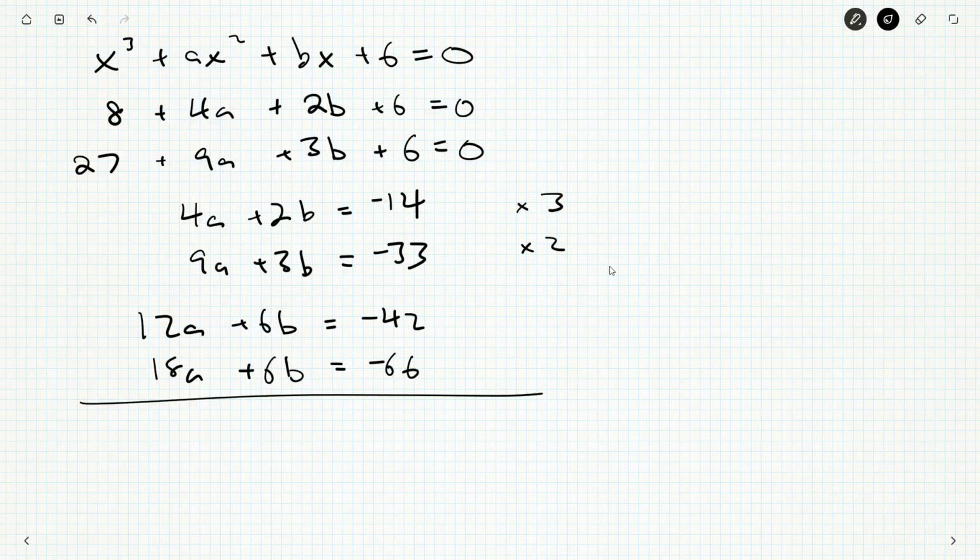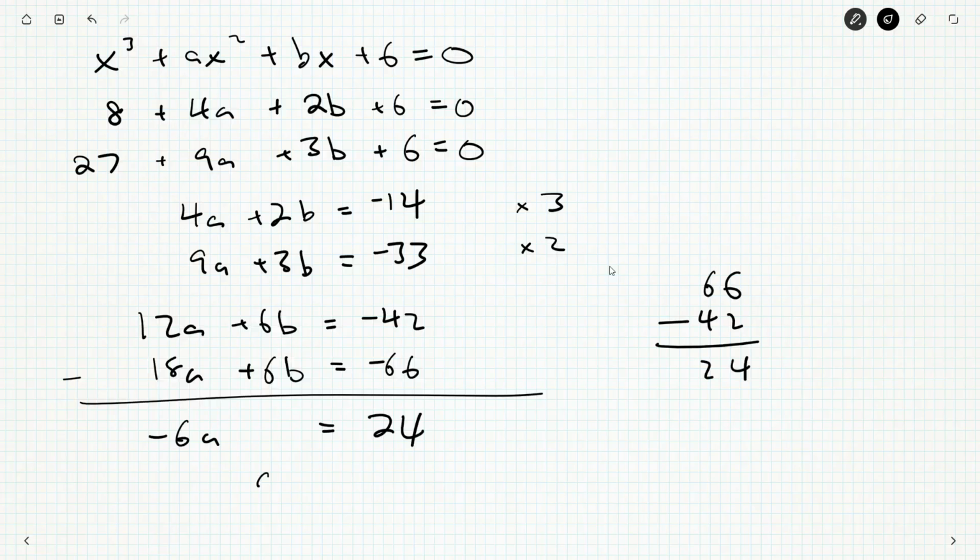And I will subtract one equation from the other. So we get negative 6a. The 6b's cancel out. That's why I chose to multiply by 3 and by 2. And then negative 42 minus negative 66. That's just going to be 66 minus 42, so negative 6a is 24. A is going to be negative 4.